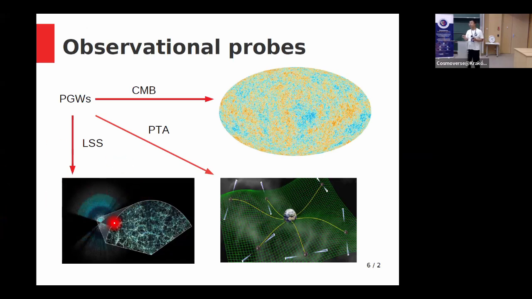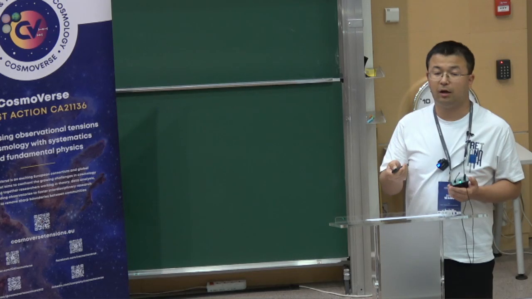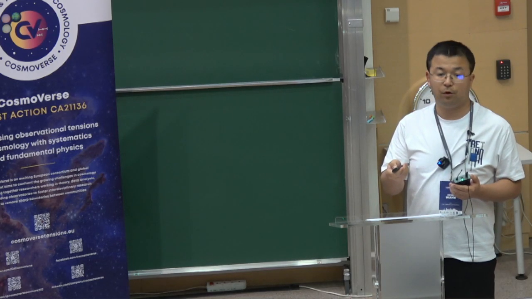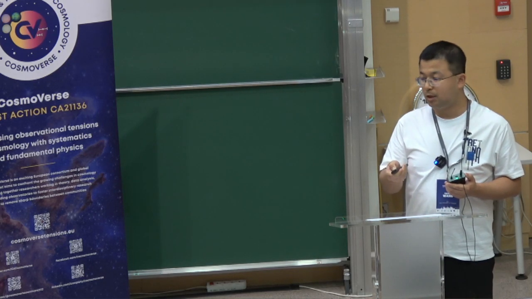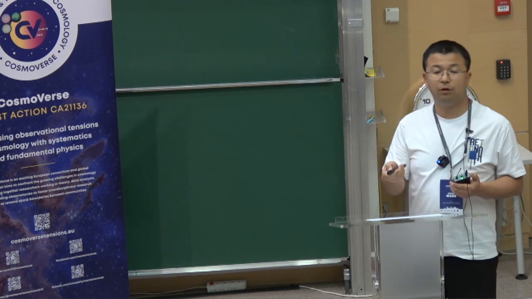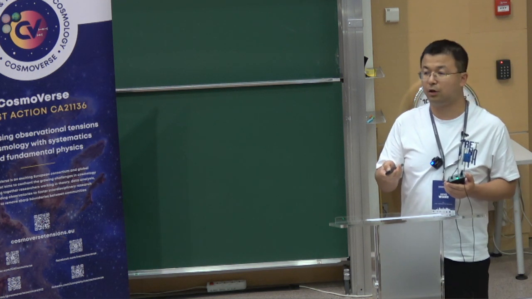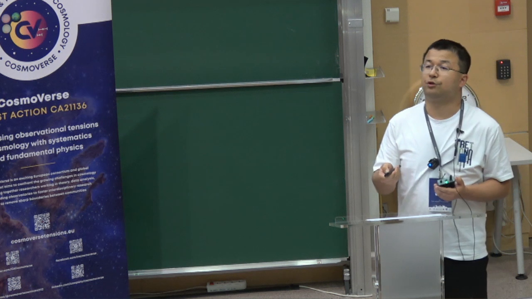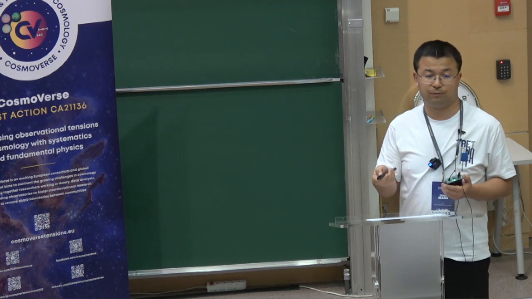Currently, there are three main probes to test the primordial gravitational waves. The first one, and also the most popular one, is the CMB. We can probe the CMB B modes. Also, the primordial gravitational waves will also contribute to the CMB temperature and polarization power spectrum.